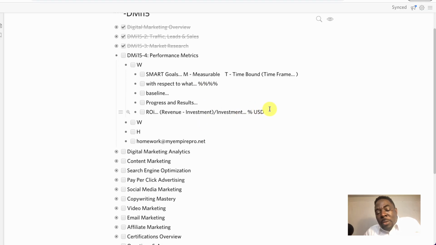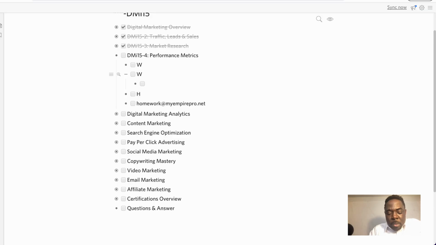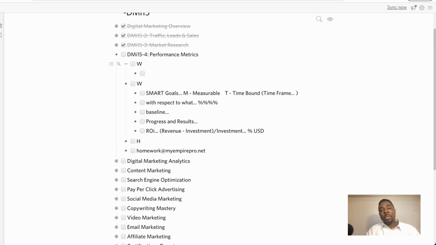Now, in terms of the actual numbers that we measure, I just basically shared with you why we want to see these numbers. I'm going to get a little bit more into that in a little bit, but there are some basic numbers that we look for. We look for clicks. If we're talking about videos, we're looking for views.